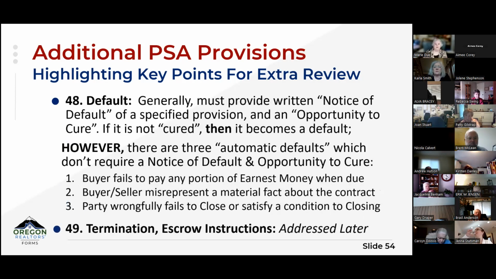Default, notice of default. We're going to go over those forms, the specified provision and an opportunity to cure. Again, we have it in there, opportunity to cure. If it is not cured, then it becomes a default. However, there are 3 automatic defaults which don't require notice of default. They are: the buyer fails to pay any portion of the earnest money, buyer or seller misrepresents a material fact about the contract. They've lied about something, and the party wrongfully fails to close and satisfy a condition at closing. Those are the only 3 things that you don't have to do a notice of cure. And then there's termination, escrow instructions. We're going to get to that here in just a minute.